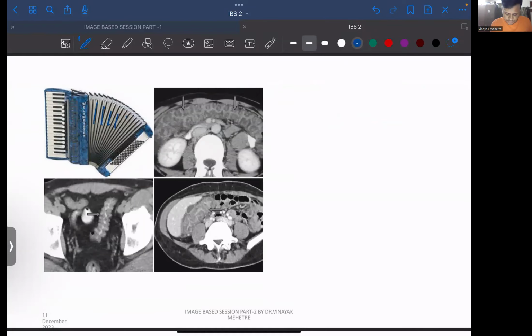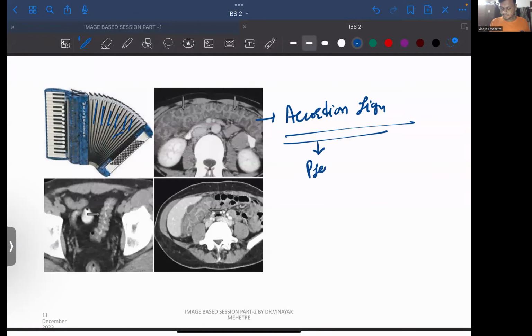If you have seen old movies, you would have seen this kind of instrument. उसका नाम तुम्हें अभी पता नहीं होगा. The name of this instrument is accordion. Okay, accordion. It is called the accordion sign. इसको हम बोलते हैं accordion sign. कहाँ मिलता है? It is seen in pseudomembranous colitis.